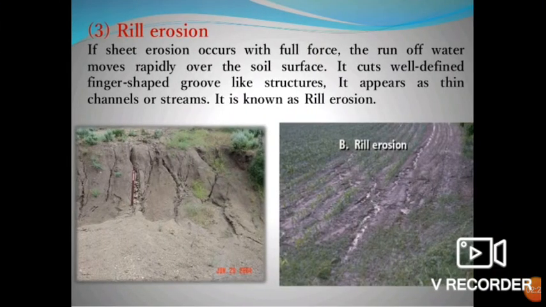Rill erosion. If sheet erosion occurs with full force, the runoff of water moves rapidly over the soil surface. It cuts well-defined finger-shaped groove-like structures. It appears as thin channels or streams. It is known as rill erosion.